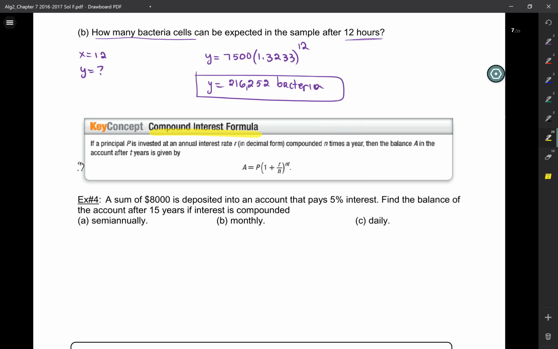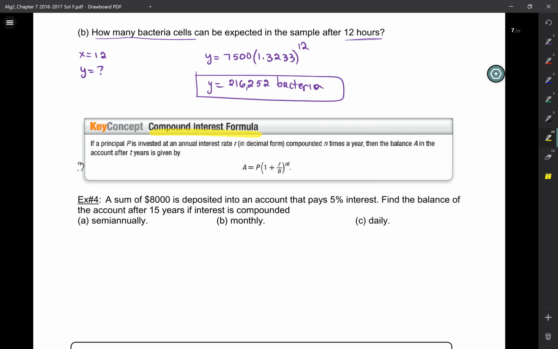It could be that you get a statement every month, meaning the bank pays you interest every single month. You might get a statement once every 3 months, so 4 times a year, or twice a year, or 3 times a year, and so on. So that factors into how much money you're going to get at the end of the term.